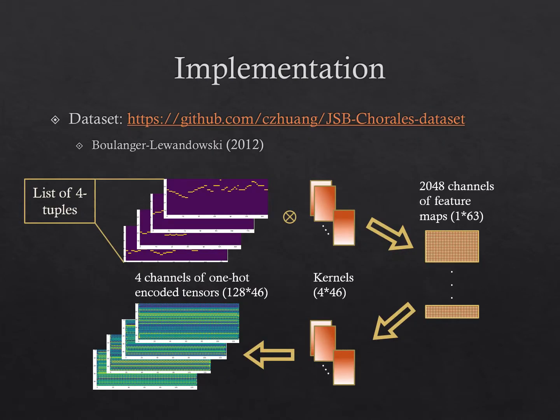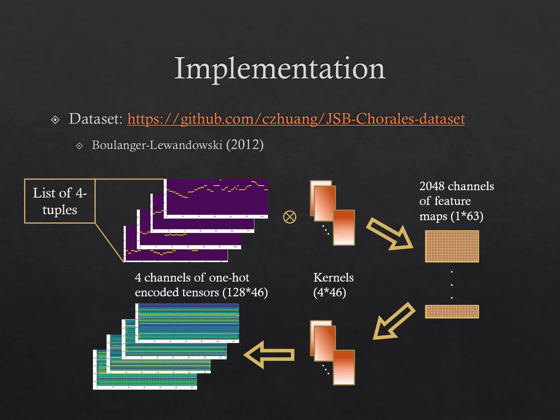And to implement this in PyTorch, I used the dataset organized by Boulanger-Lewandowski, which is also what the Google team had used. The neural network takes in a series of 4-tuples converted to 4 channels of 1/2 encoded vectors that represent the pitch played at any given time. The 4 channels are the visible layer.